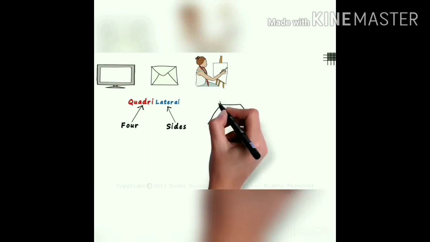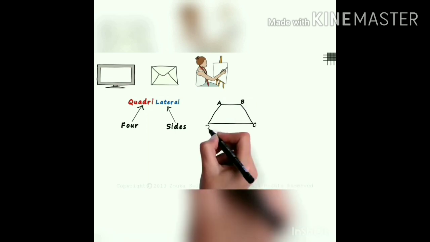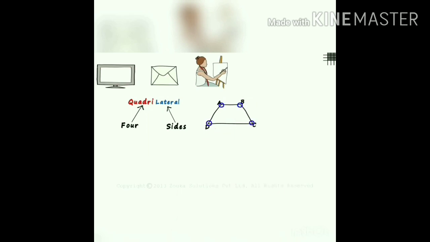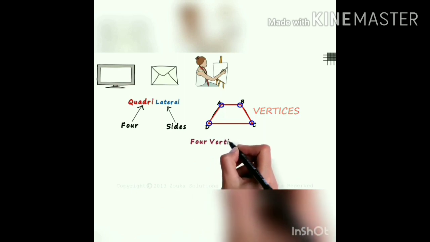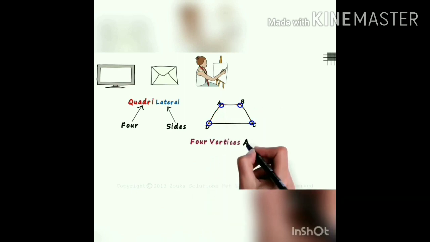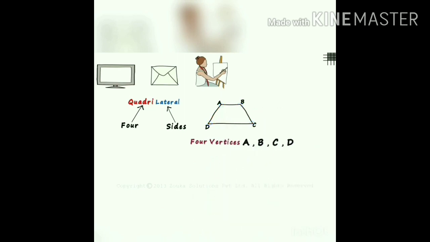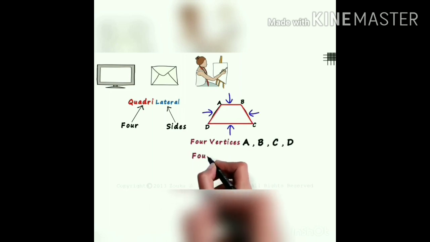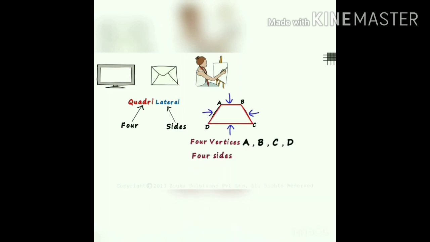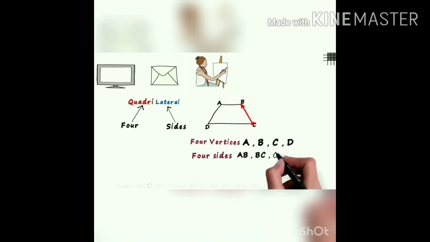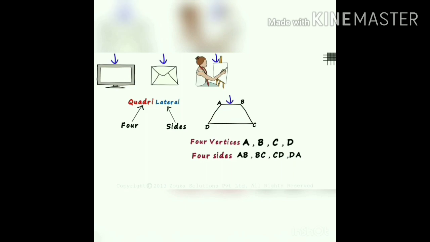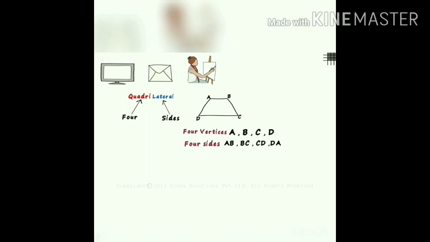These 4 points we call A, B, C, D. These point names are called vertices, and a quadrilateral always has 4 vertices. Each point is called a vertex: A, B, C, D. And a quadrilateral has 4 sides: AB, BC, CD and DA. Remember, every quadrilateral has 4 sides and 4 vertices.